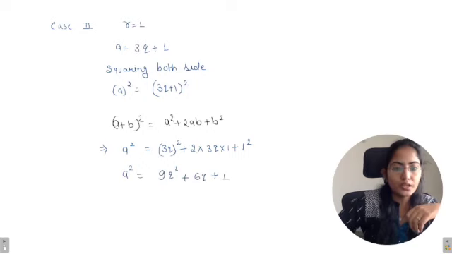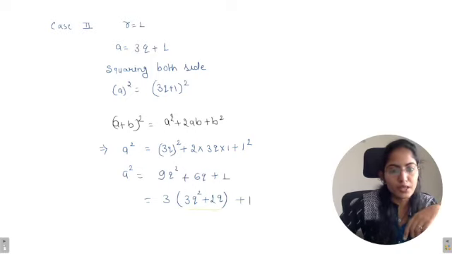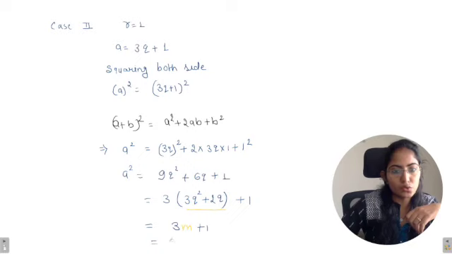Okay, so I am taking 3 as a common, so it will become 3 times the bracket 3q square plus 2q, plus 1. Here again, this can be any integer, I can write it in the form of m. So again we can write it in this form, 3m plus 1. So again a square is equal to 3m plus 1.